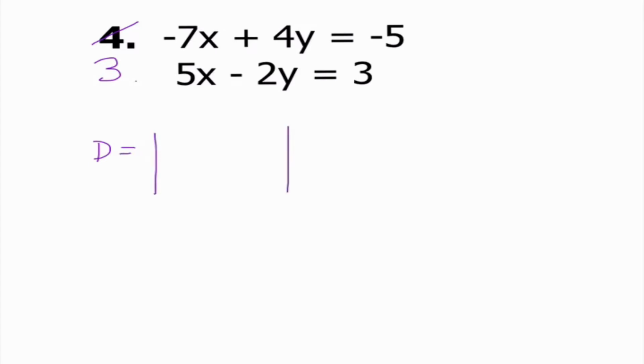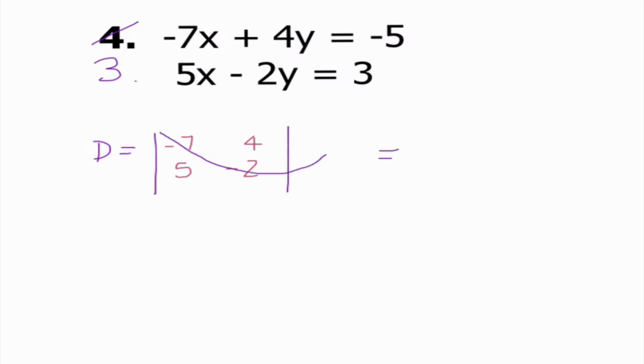So for D, I know my first column are negative 7 and 5. Those are my x coefficients. My y coefficients are 4 and negative 2. A word of caution, I know the biggest mistake I make is forgetting these negatives. So before we even get going, just double check that you wrote everything correctly.